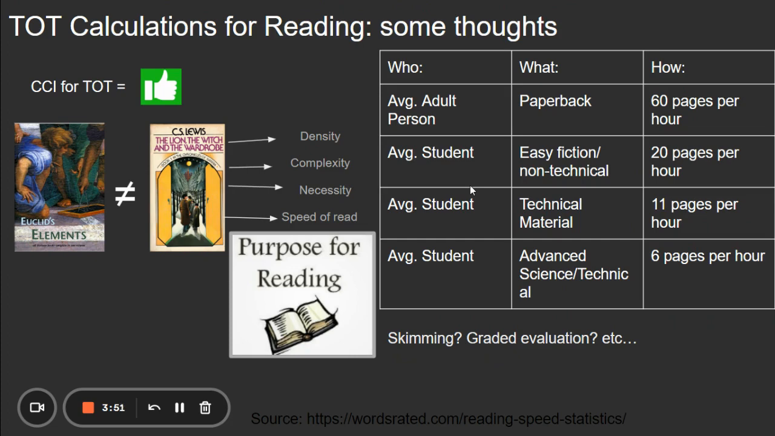Over on the left here, we've got Euclid's Elements next to C.S. Lewis's Lion, Witch, and the Wardrobe, and they're clearly not equal. They're not equal for density or even complexity. One could argue that the Lion, Witch, and the Wardrobe has some complex thoughts, but the reading of it itself is not complex to get through, and that's going to affect the speed of the read.